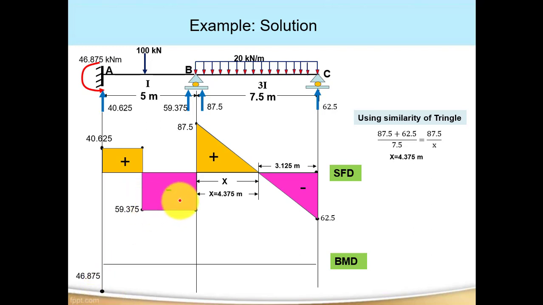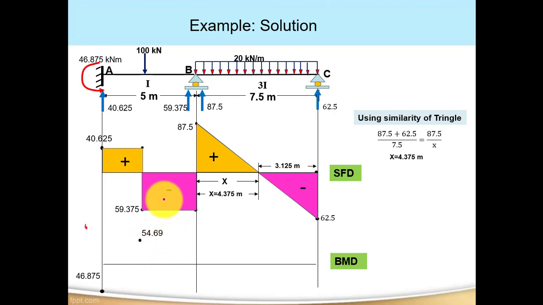Next, the area. This area is the positive shear. Your positive shear area is a rectangle: base times height. Base is 2.5, height 40.625. Therefore, this area is a positive moment. The area of this rectangle is 40.625 times 2.5, which equals 101.56. From 101.56 minus 46.875, we will get one positive moment around here, which is 54.69.